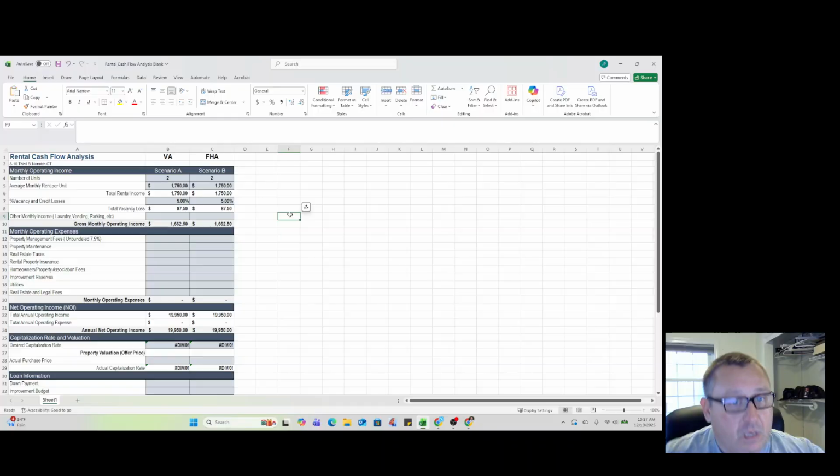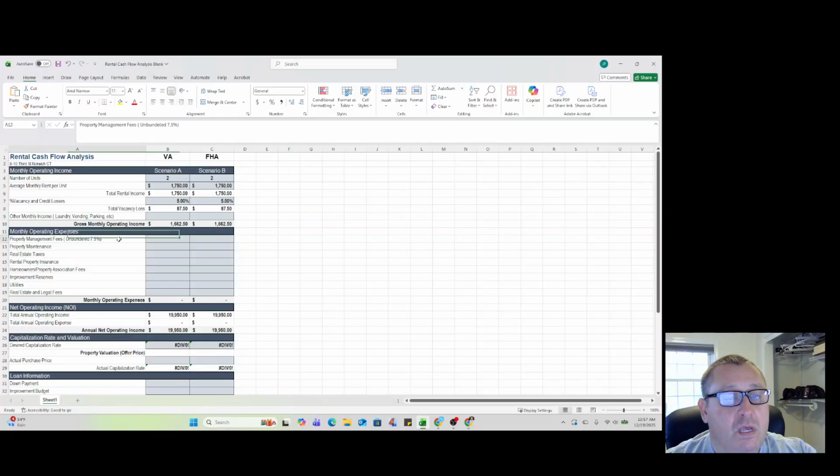All right. So that's very simple, right? I do a 5% vacancy rate. So that calculates $8,750 a month, right? And it spits out my gross monthly operating income, $1,662. Now you might ask, why don't I put in the other $1,750 for my side? Because I want to look at how much money I'm going to get in on this property to offset my mortgage and my expenses.